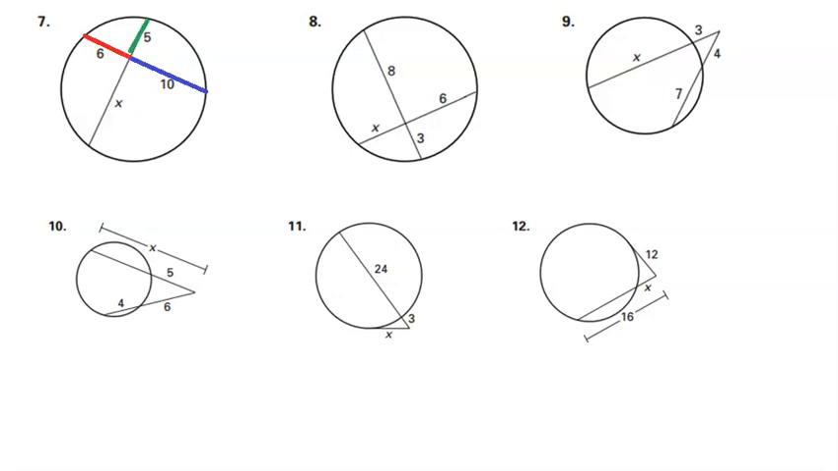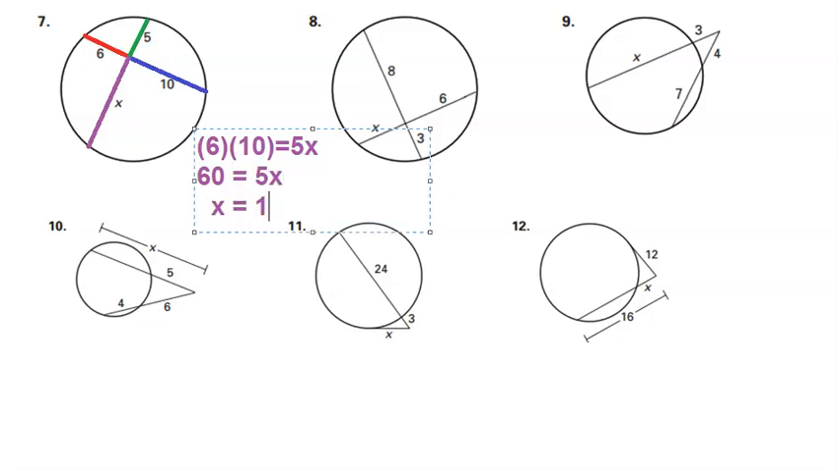Like I said, 6 times 10 equals 5 times x. Okay, so let's set that up. 6 times 10 equals 5 times x, which I'm just going to write as 5x. 6 times 10 is 60, which means x equals 12.